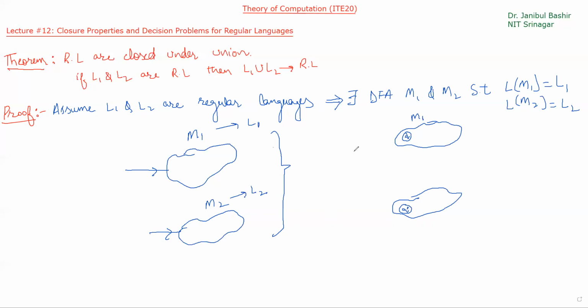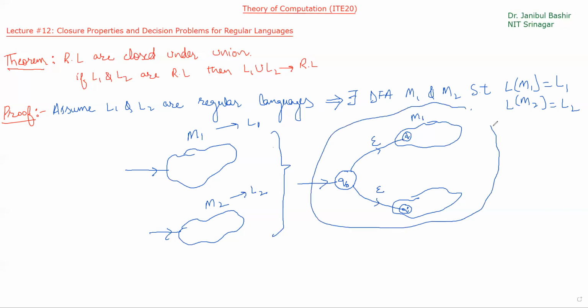Let's add a new state here, Q0, and let's make epsilon transitions here and here. This will be a new initial state. So let's say this complete thing is our new NFA, NFA M. Let's see what will be the language of this particular NFA.